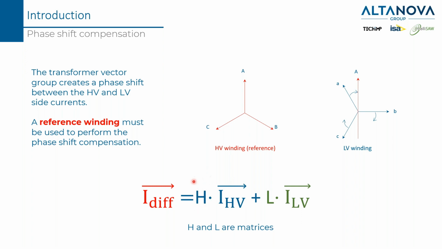I use the notation of a capital letter H for the high voltage side and the capital letter L for the low voltage side. I also used colors, so the same colors will be used also in the next slides. So the blue will indicate values and parameters regarding the high voltage side, and the green color for the low voltage side.